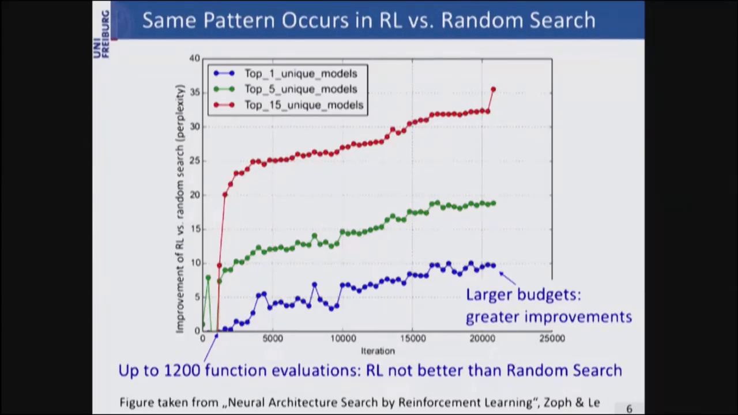And nobody would go and say, look at the first 1,200 function evaluations, reinforcement learning is not better than random search. That would be the wrong conclusion to draw from this figure.